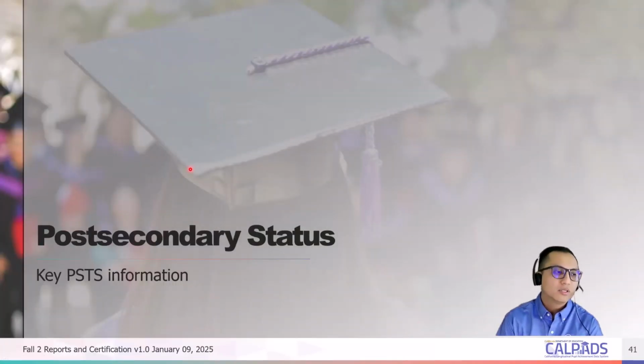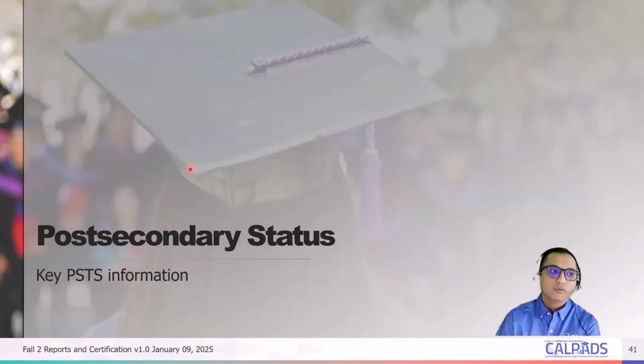Okay, so the last file is the post-secondary status file. This does not pertain to your actively enrolled students this year. This is essentially a survey result of your students who completed high school last year, completed a CTE pathway, and were surveyed by your district. The results of that survey are then submitted through your post-secondary status file.